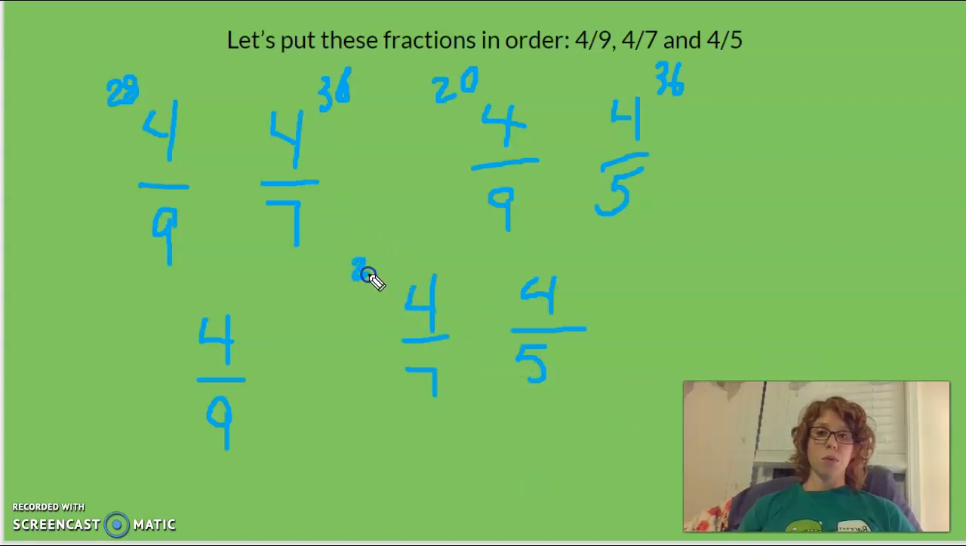5 times 4 is 20. 7 times 4 is 28. What do you know? 4/7 is smaller than 4/5. So if I'm going to compare these fractions, 4/9, 4/7, and I'm running out of room, but it would be 4/5, putting these guys in order.